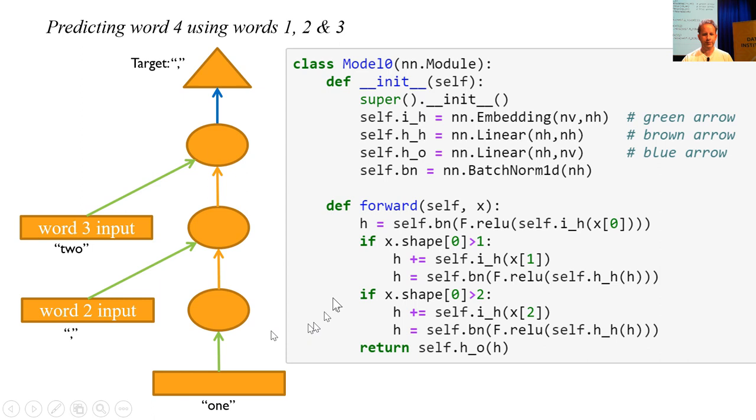Assuming that there is a second word, because sometimes we might be at the end of a batch where there isn't a second word, assuming there is, then we would add to H the result of X1 put through the green arrow. Remember, that's IH. Right? And then our new H is the result of those two added together, put through our hidden to hidden orange arrow, and then ReLU, then batch norm. And then for the second word, do exactly the same thing. And then finally, blue arrow, put it through HO. Right? So that's how we convert our diagram to code. So nothing new here at all.